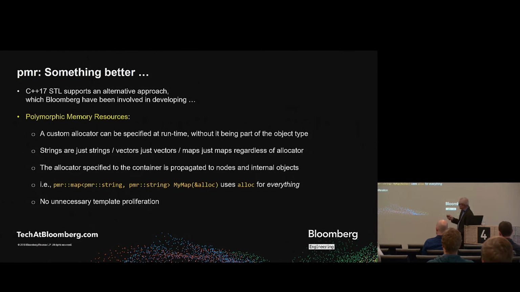Not nice. So the C++17 STL supports an alternative approach, which Bloomberg, as you probably know, have been involved in developing: polymorphic memory resources. This is a custom allocator that can be specified at runtime without it being part of the type. So strings are just strings, vectors are just vectors, maps are just maps, regardless of allocator. The allocator is automatically propagated to nodes and internal objects in the implementations of the containers that support the polymorphic allocator, which is neat. And you don't have to worry about this template proliferation all the time.